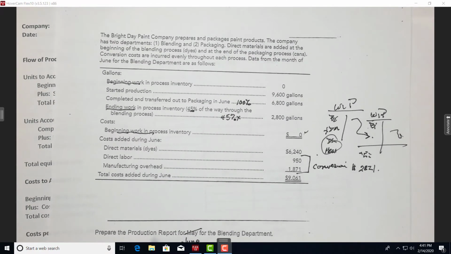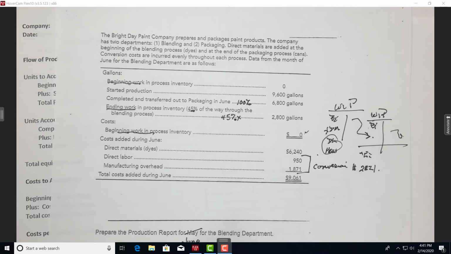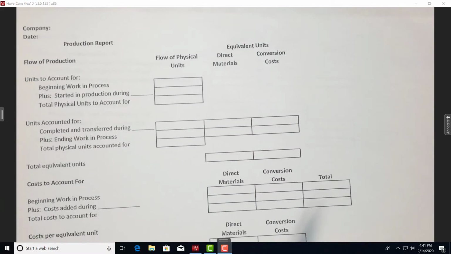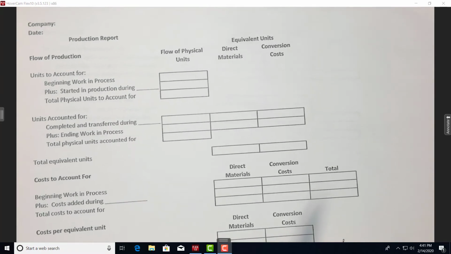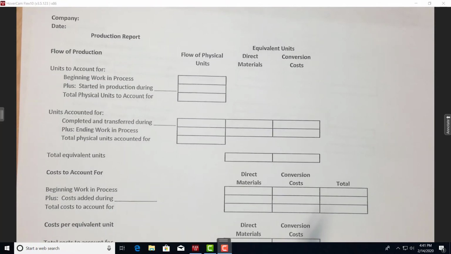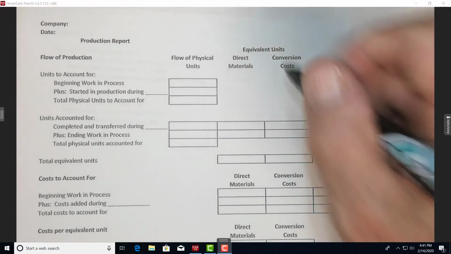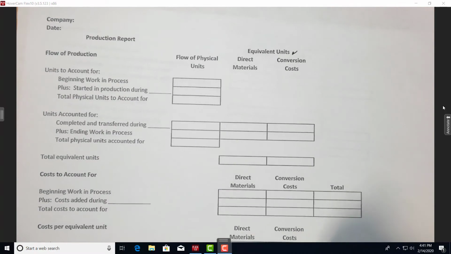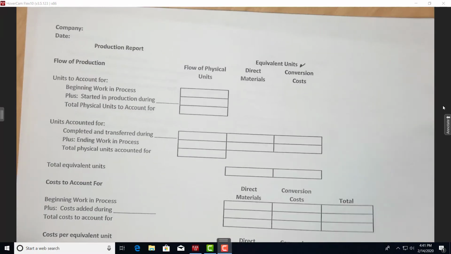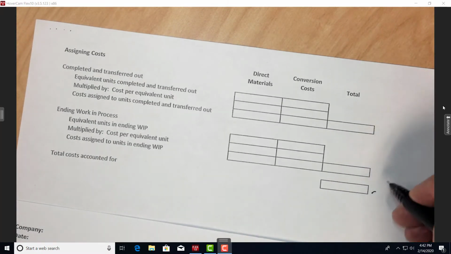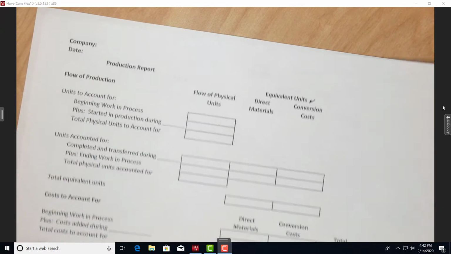So prepare the production report for June for the blending department. This is what we have to fill out in order to get the equivalent units and the cost per unit here. And then it will ask at the end for the total cost to account for. So let's begin.